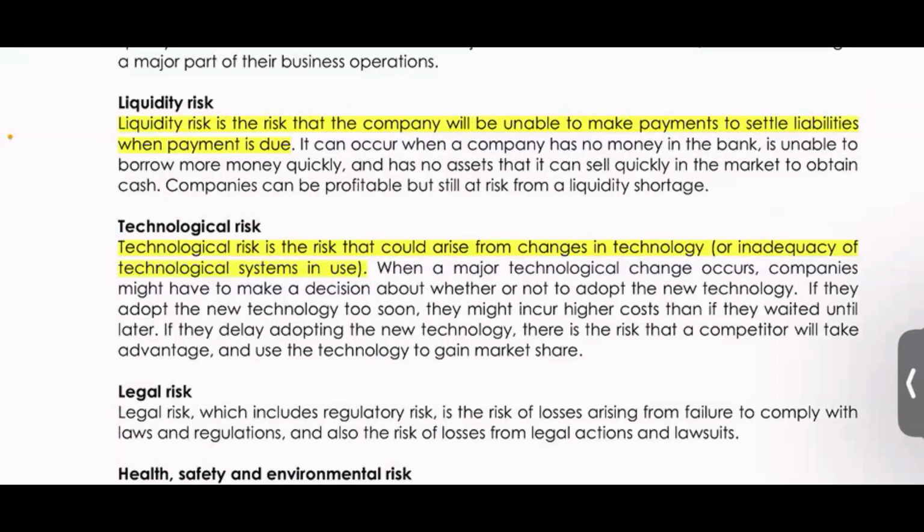When a major technological change occurs, companies might have to make a decision about whether or not to adopt the new technology. If they adopt the new technology too soon, they might incur higher costs than if they waited until later. If they delay adopting the new technology, there is the risk that a competitor will take advantage and use the technology to gain market share.